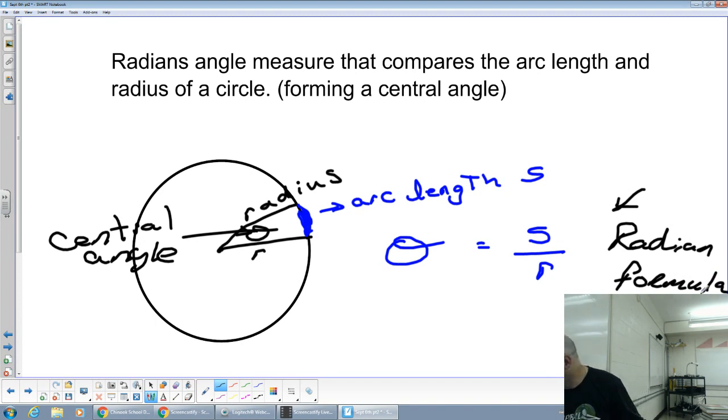Okay? It has to be in radians for that to work. If it's in degrees, it doesn't work. So that's how a radian is defined.